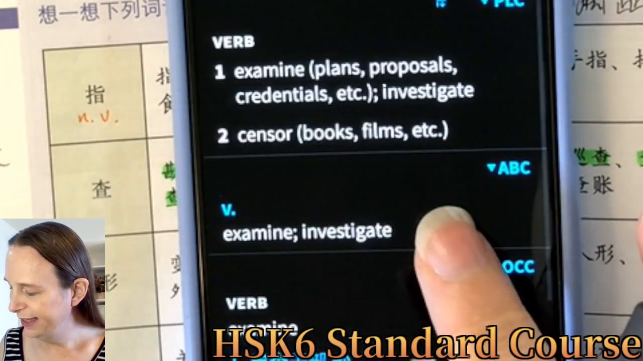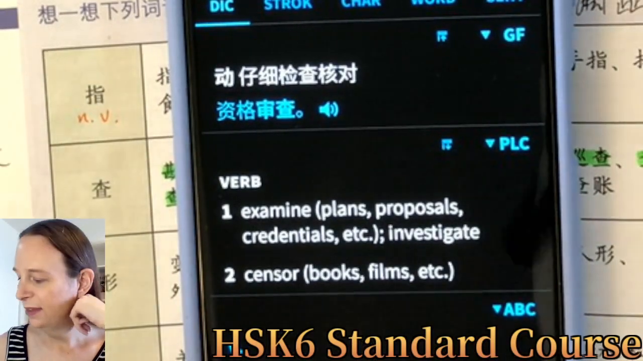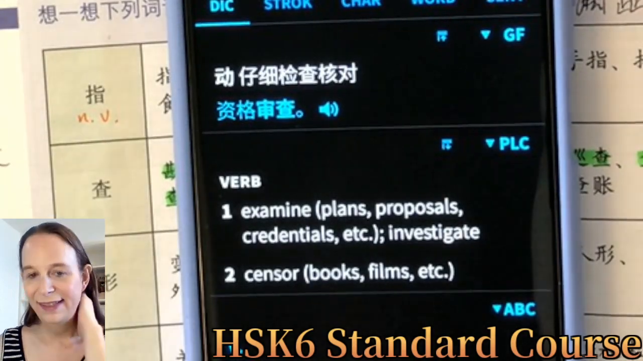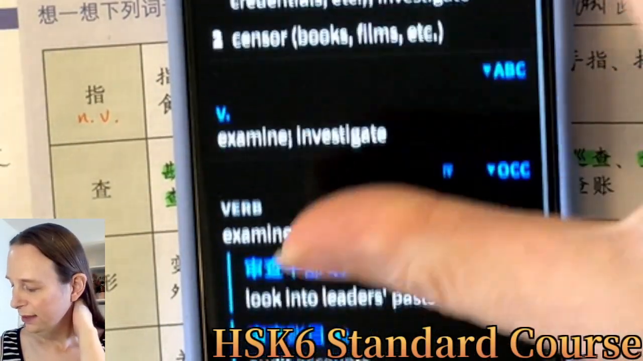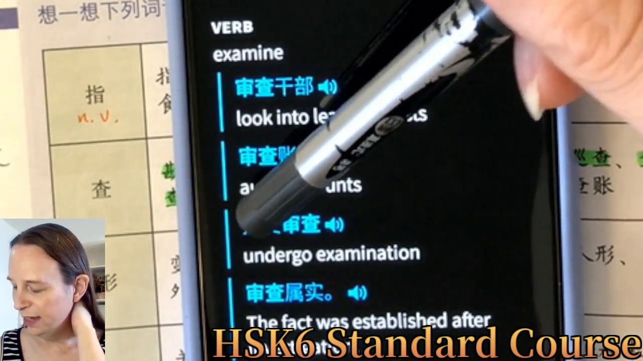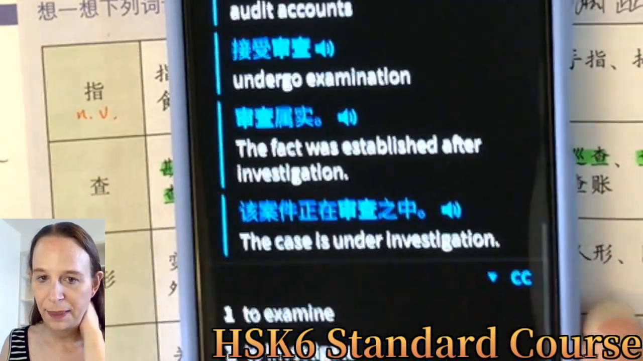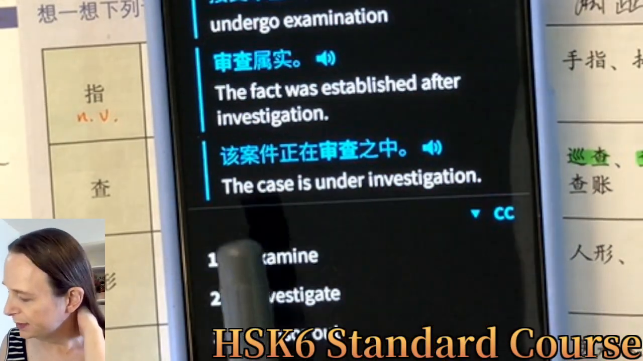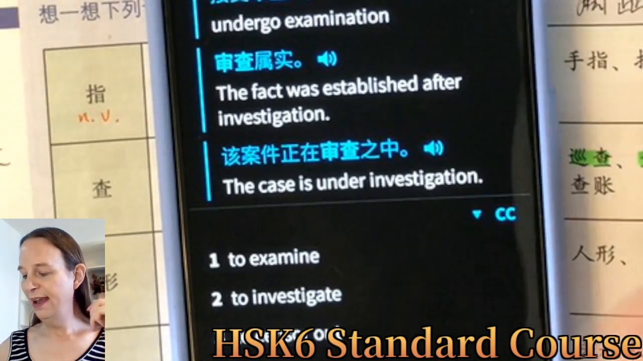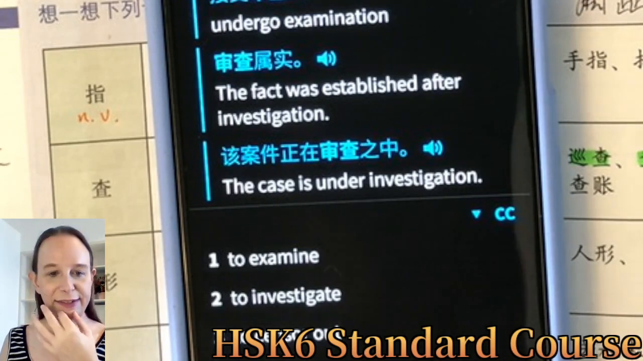Examine, censor. Oh yeah, censor. 审查. So 资格审查. So this is like pass the censors. 审查干部, 审查账户, 接受审查, 审查属实, 该案件正在审查之中, under investigation. Yeah, okay, I guess you could say that.